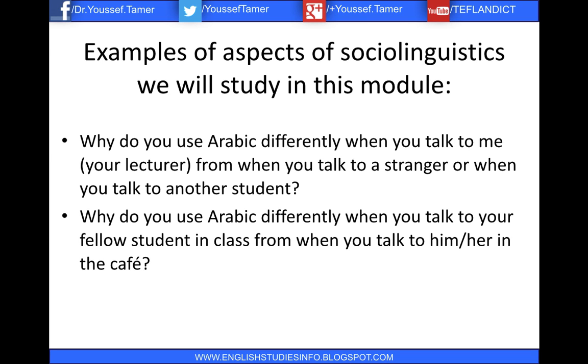Why do you use Arabic differently when you talk to your fellow student in class from when you talk to him or her in the cafe? You are in the class and then you talk to your friend, still it's going to be different from when you are together in a cafe. So why? What is the reason behind that as well? Why is there this language variation? So this is what we will try to deal with in this module. We'll try to find out the reasons why we have this, and how sociolinguistics as a discipline accounts for this language variation.